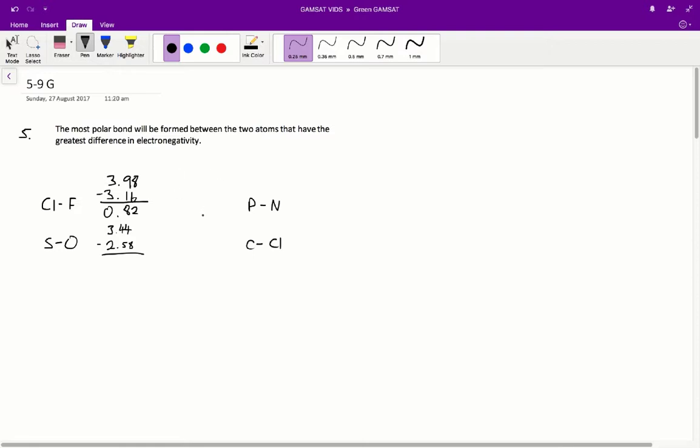And if we go through all the pairings, we will get something along the lines of this. If you just take a look at all the differences in electronegativities, you can clearly see that sulfur and oxygen have the greatest difference in electronegativity, and therefore they will have the most polar bond, and therefore for question 5, B is the correct answer.